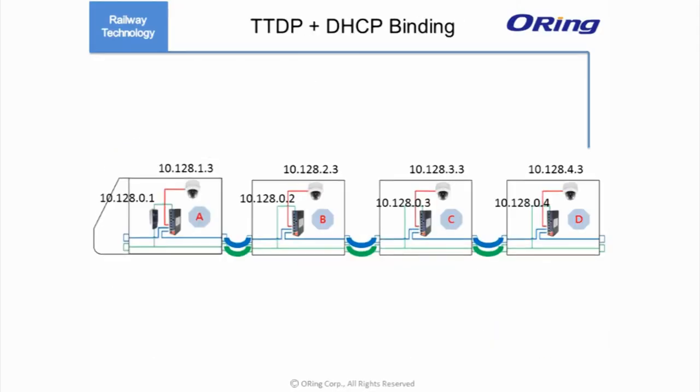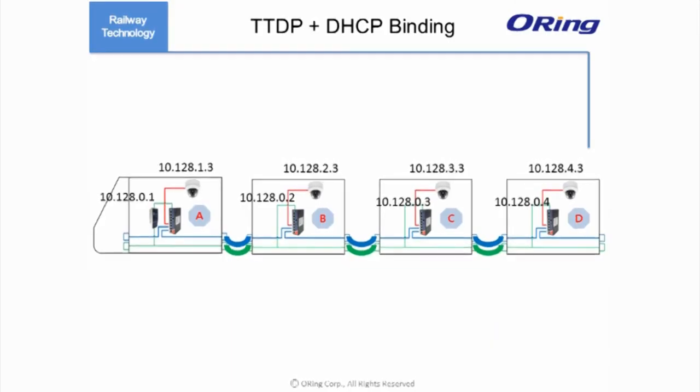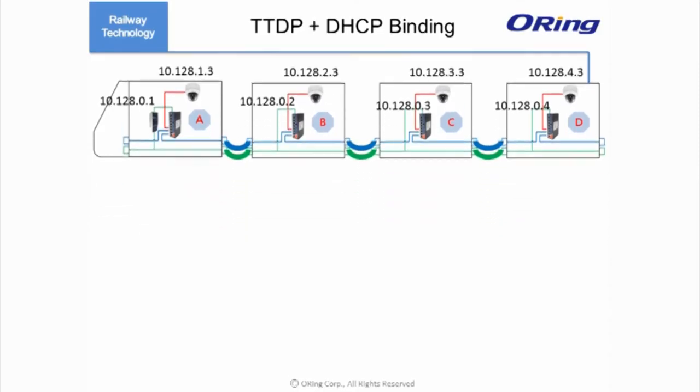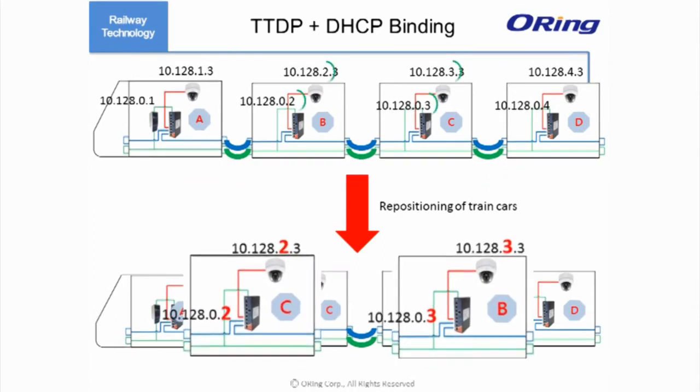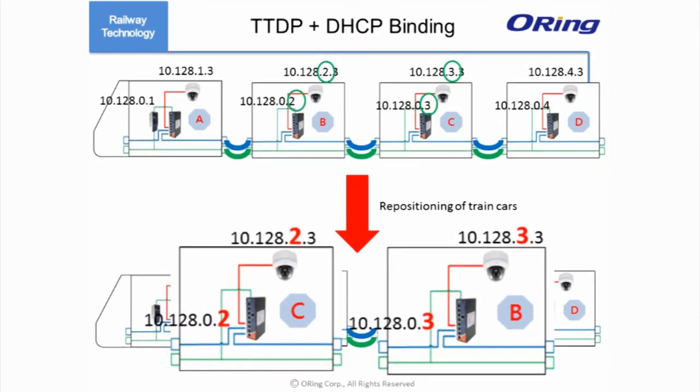This is where Oring's DHCP binding technology steps in. It allows the switch to negotiate with the IP cameras and other end devices and reassign them a new IP address based on their locations. As you can see here, when switch B and C change places, both the IP addresses of the switch and the IP cameras will change accordingly. The IP addresses will always match the order of the train carriages and the screen will always display correct surveillance images.